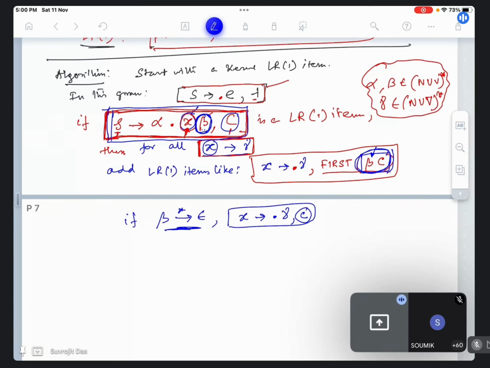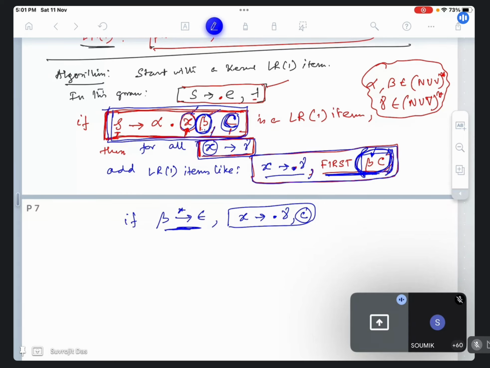So if this is one LR1 item where you say that S goes to alpha dot X beta comma C, where C is the look ahead symbol, it's a terminal symbol. Then find out all productions with X on the left. And for all such productions, go on adding LR1 items that look like this: X goes to gamma, put a dot on the left, comma, what are the look aheads for X? Whatever there is in first of beta C.